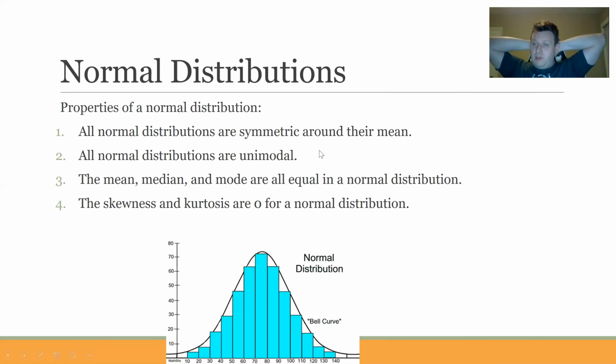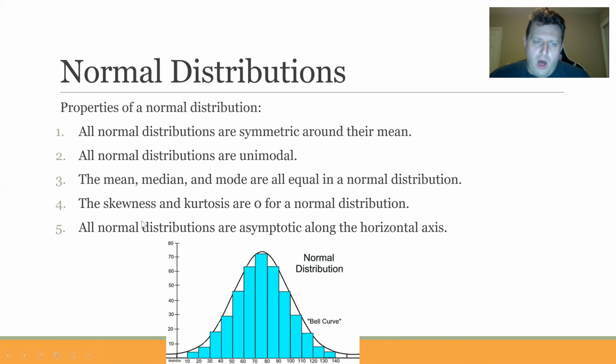Skewness and kurtosis are 0. This normal distribution isn't positively skewed, it's not negatively skewed, it's perfectly symmetrical. Kurtosis is how peaked the distribution is. It's not leptokurtic, it's not overly peaked. It's not overly flat, it's not overly platykurtic. The skewness and kurtosis are 0 for a normal distribution.